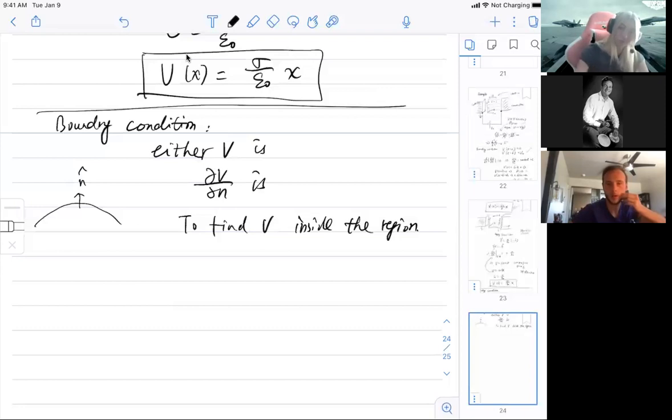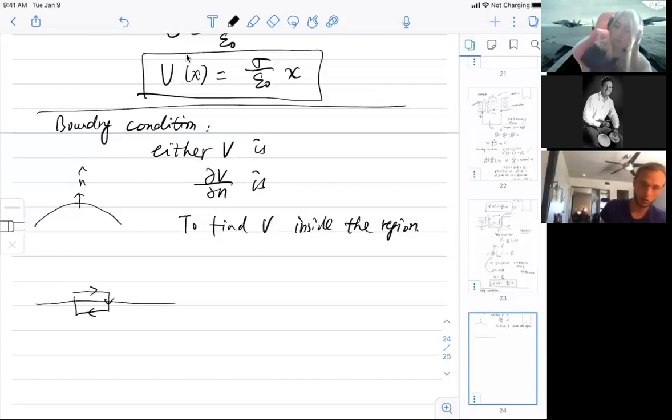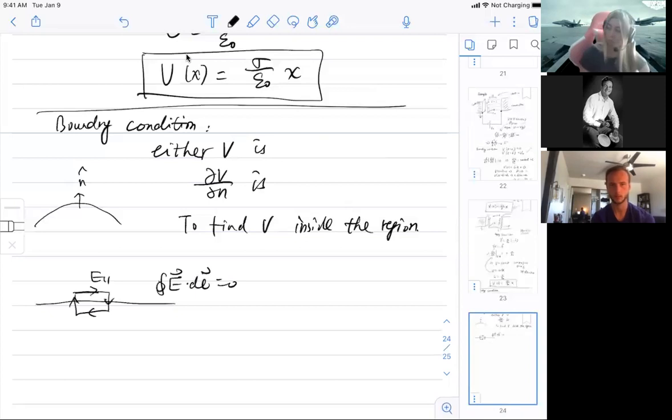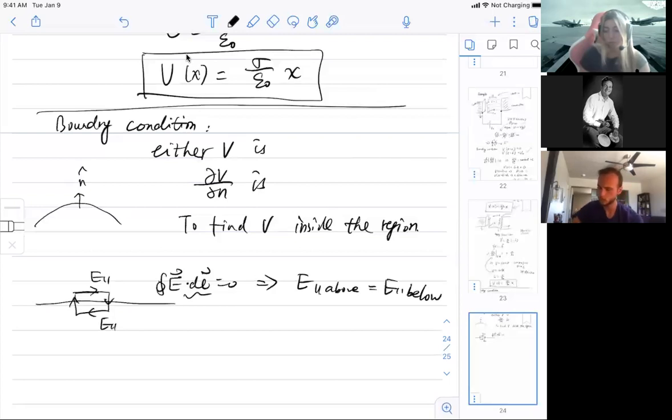Remember previously, we had talked about, if you have a surface and you do the line integral around a surface, you should get the integral of E dot dl is 0. Which means E parallel above and E parallel below should be equal. This will derive E parallel above is equal to E parallel below. That ensures your closed integral is 0. So that is one boundary condition for the E field.